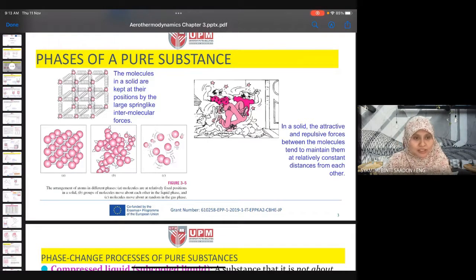We assume that the velocity of the molecules in the gas phase is higher, so they can move randomly. In a solid, the attractive and repulsive force between the molecules tend to maintain them at a relatively constant distance from each other. So there is attractive force, to pull and push each other. Each other means the molecules inside.